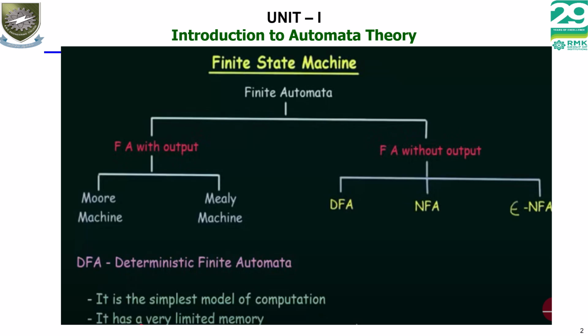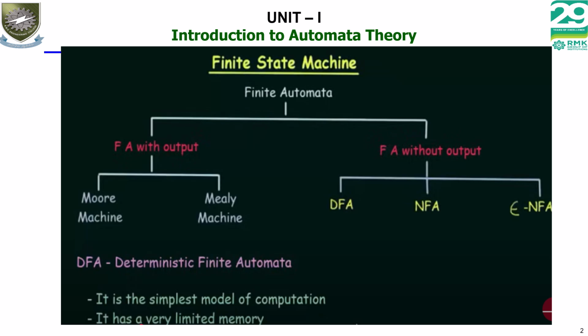The finite state machine is also called as the finite automata. The finite automata is divided into two: the finite automata with output and the finite automata without output. Further, the finite automata with output is divided into Moore machine and the Mealy machine. Finite automata without output is divided into three: deterministic finite automata, non-deterministic finite automata, and epsilon NFA.